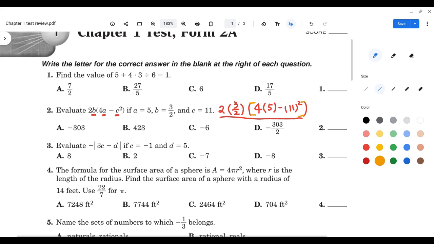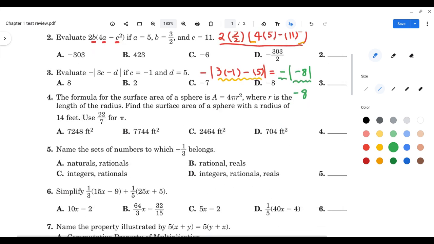Number 3, plug it in again. Negative absolute 3 parentheses negative 1 minus D parentheses 5, close parentheses. Make sure you do the math inside first because outside we have an absolute sign. Whatever absolute sign means, it's a positive, right? So if you do the math inside, you get negative 8. So negative 8, the absolute sign becomes a positive 8. Outside there's a negative sign, so it's negative 8.